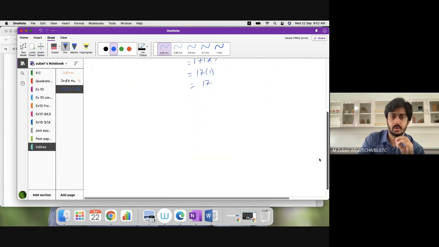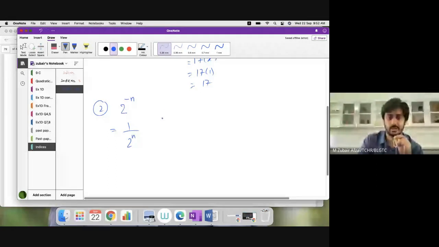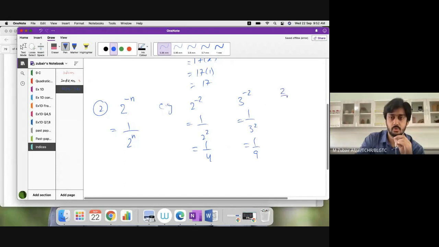Moving on to the second one is negative power. If you have 2 raised to power minus n, this will reciprocate and you get 2 raised to power n. Examples: if we have 2 raised to power minus 2, this will become 1 over 2 square, and further 1 over 4. If we have 3 raised to power minus 2, this becomes 1 over 3 square, that becomes 1 by 9. If we have 2 by 3 raised to the power minus 2, it is on both of them. So both of them switch places, and this becomes 9 by 4.